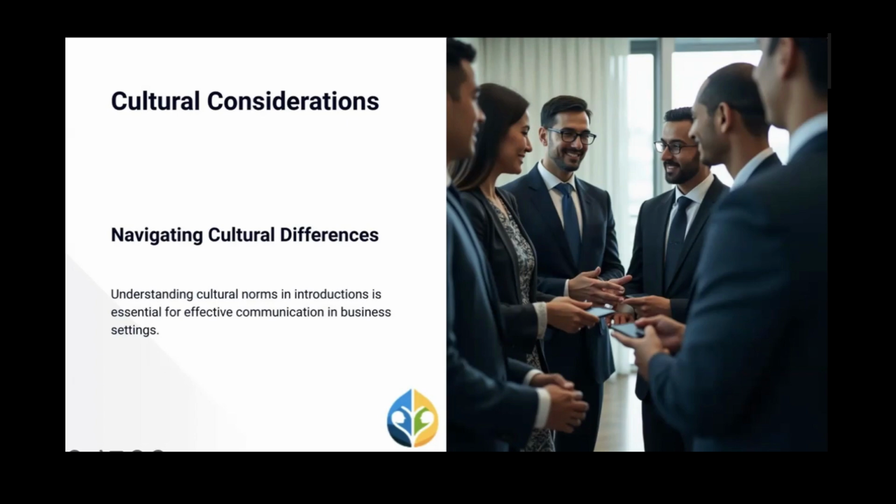For example, in Japan, let's say a bow indicates respect, while in the US, a firm handshake is customary. Right? This is just a high-level example. So you want to do your homework on what is appropriate in the culture that you're going to visit or you're interacting in, and not assume that everyone is the same just because they're going to be utilizing English.